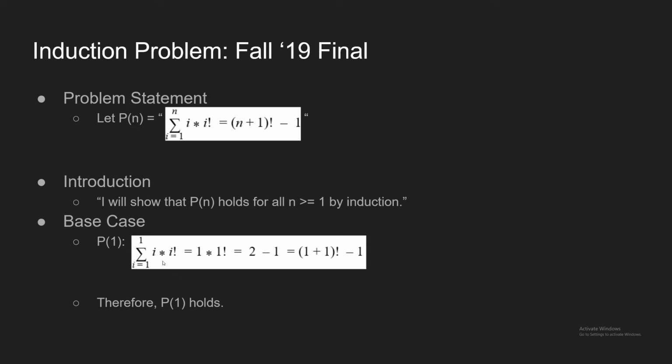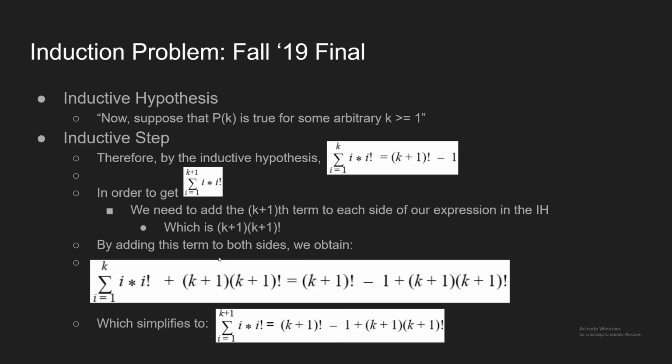The sum from 1 to 1 of i times i factorial is 1 times 1 factorial. That's equal to 2 minus 1, which is equal to (1+1)! minus 1. Note that right here we do not immediately leap to the (n+1)! minus 1. We have to work towards that in the end. Therefore, P(1) holds. So we've shown that 1 equals 1. In our inductive hypothesis, we say, now suppose that P(k) is true for some arbitrary k greater than or equal to 1. We move on to our inductive step.